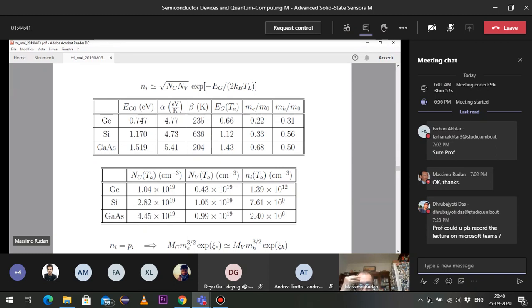So germanium is not so good, with respect to silicon, for manufacturing devices because of this, because the loss is much higher, okay?